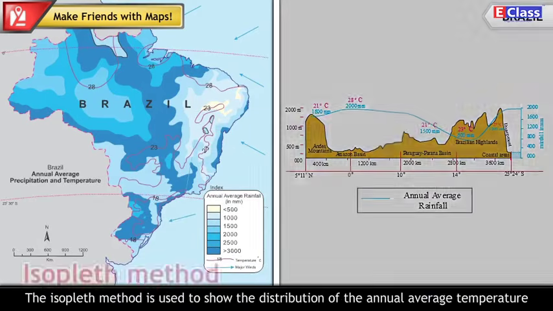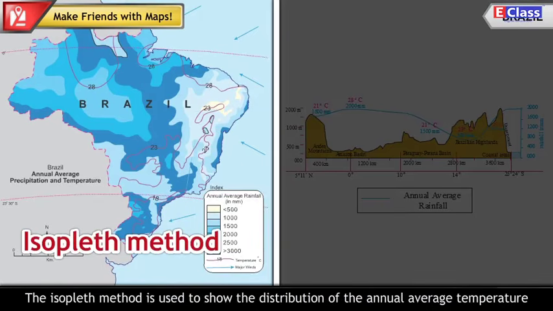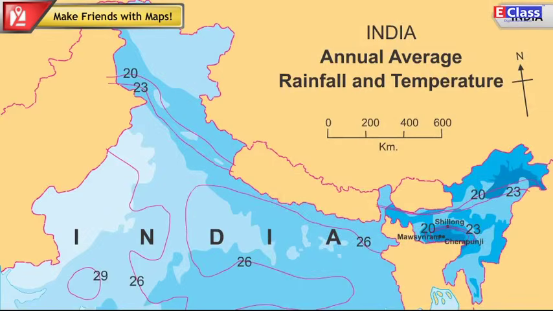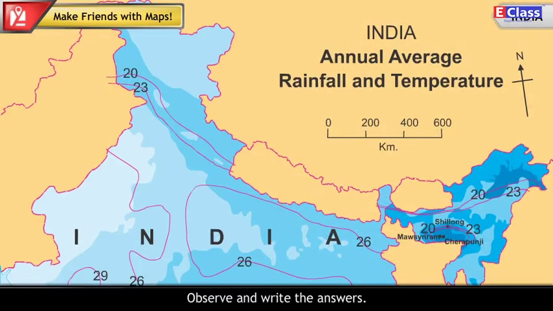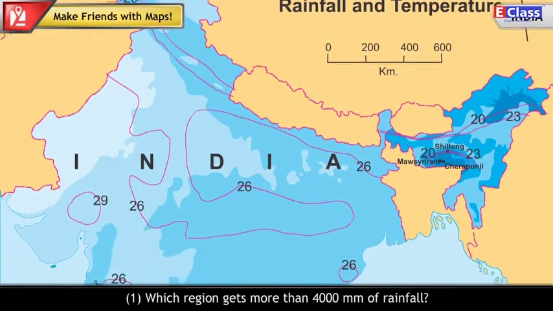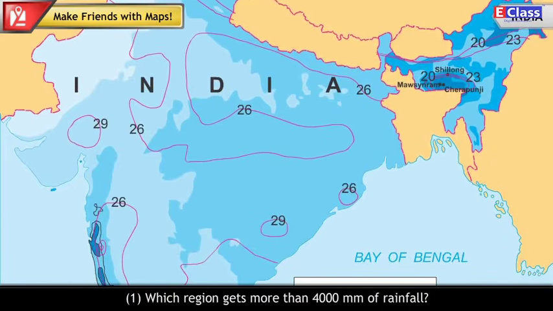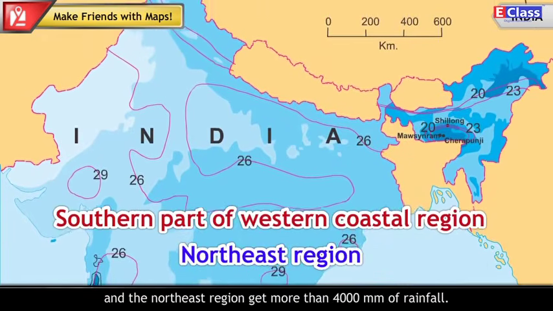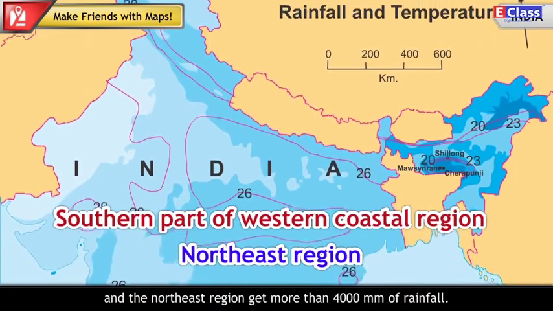Answer. The isoplet method is used to show the distribution of the annual average temperature. The choropleth method is used to show the distribution of the annual average rainfall. India. Observe and write the answers. Which region gets more than 4,000 mm of rainfall? Answer. The southern part of western coastal region and the northeast region get more than 4,000 mm of rainfall.